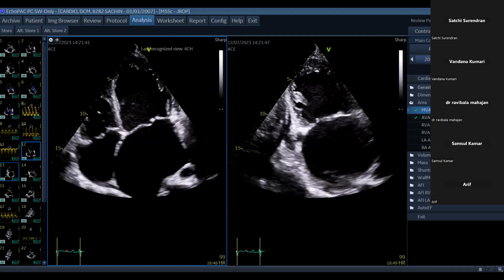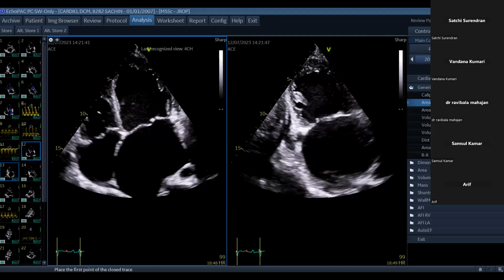I'll go to generic, go to area trace. Then I'll go to two-chamber view. Then I go to length. So I'll take a distance. I'll look at whether this distance is smaller or this distance is smaller. So I look as if this distance is.